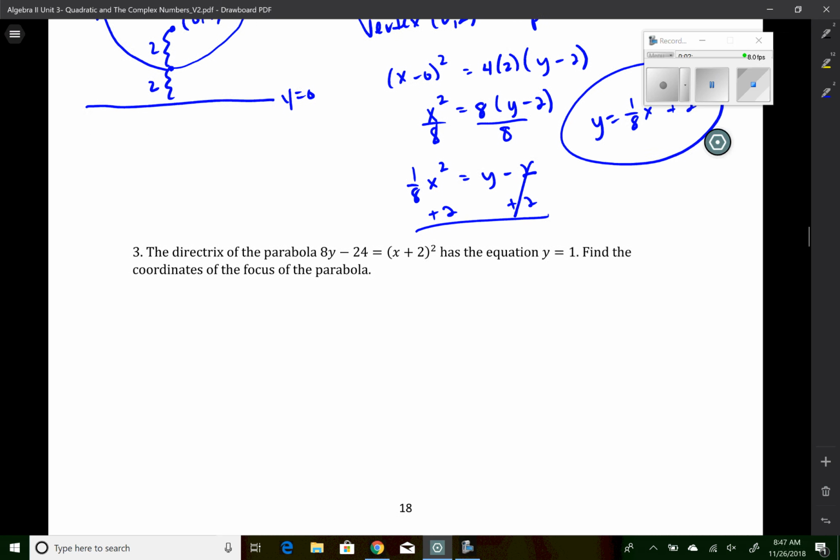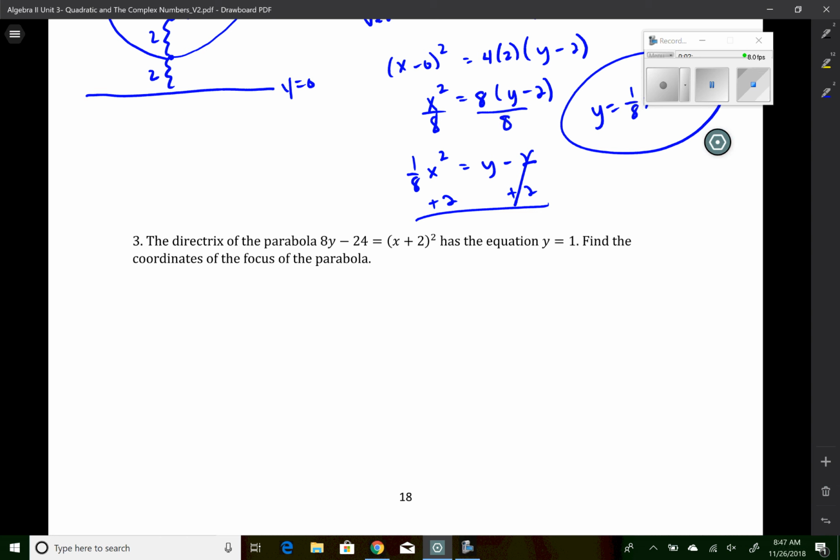Number 3 says the directrix of a parabola, 8y minus 24 equals (x + 2) squared, has the equation of y equals 1. Find the coordinates of the focus. So the first thing I have to do here is figure out what's the vertex of this parabola. I could do that 2 ways. I could get this equation equal to y, or I could easily just see that this side is factorable, so I could factor out 8.